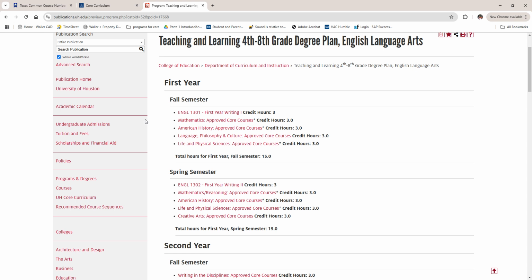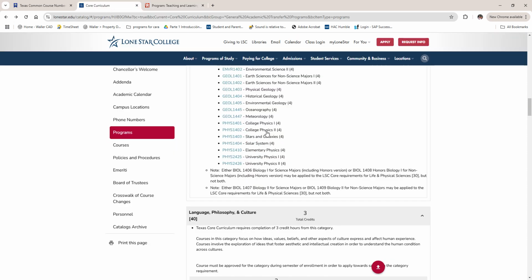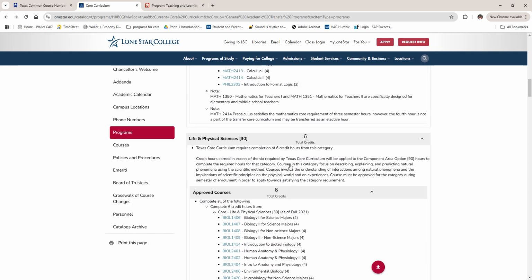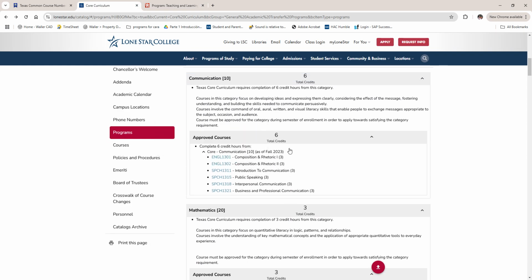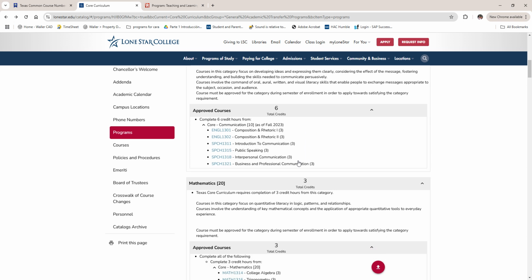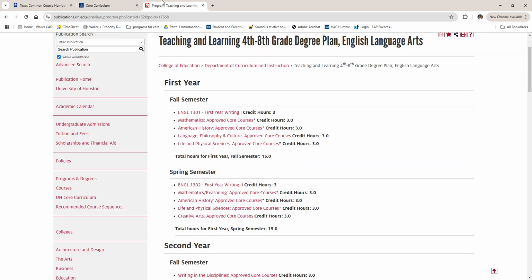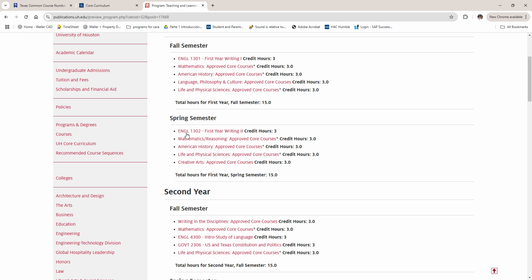So what does a common course numbering system mean? Well, English 1301 is the same name at the University of Houston as it is at Lone Star College. It makes it easy for you to know that it's the same class. And the same thing with English 1302. In the spring semester, English 1302 is required.